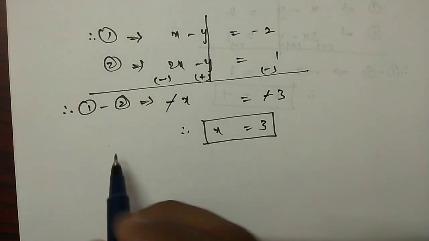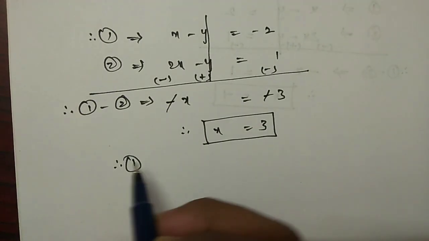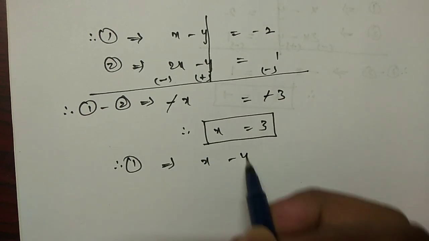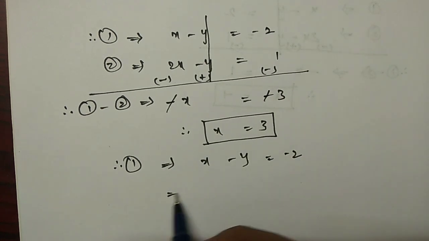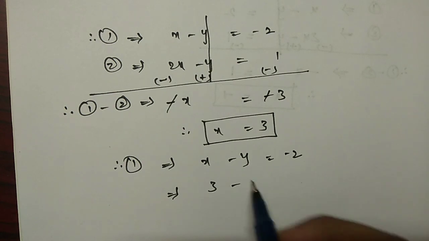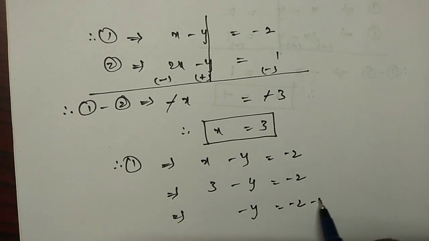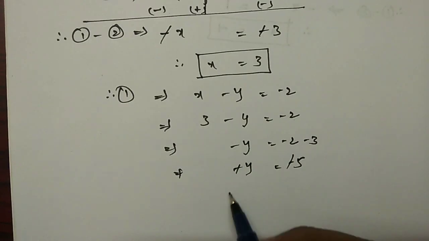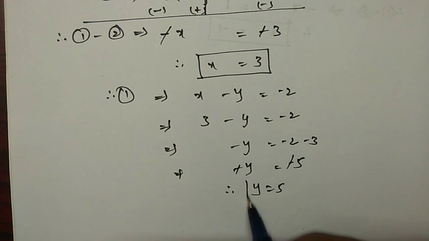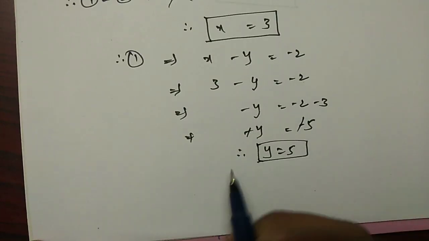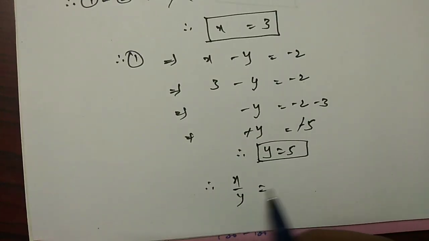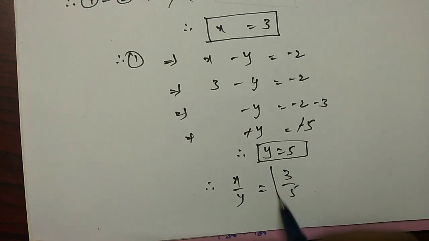Substitute the value of x in any one equation. Let us take the first equation: x minus y equal to minus 2. That implies x is 3, 3 minus y equal to minus 2. So minus y equal to minus 2 minus 3, transpose this side. So minus y equal to minus 5, minus minus cancel. Therefore, y equal to 5. So the required fraction is x by y equal to 3 by 5.